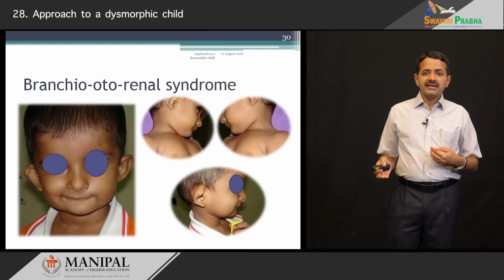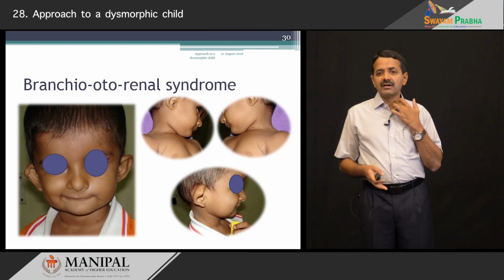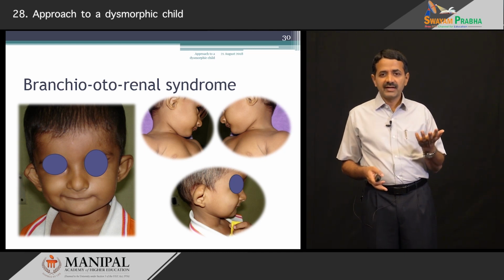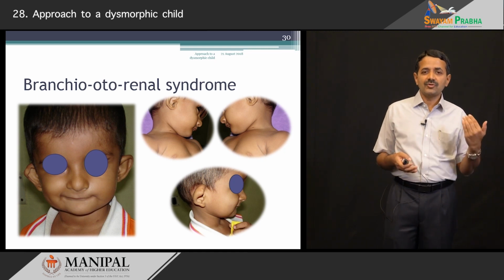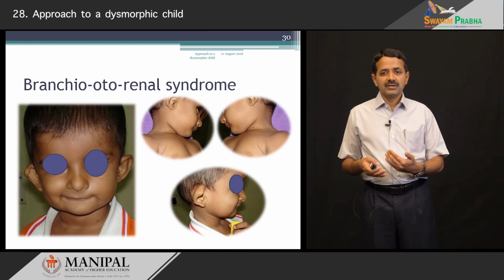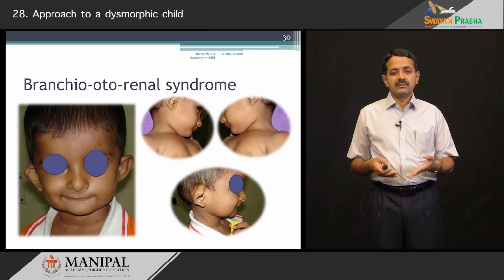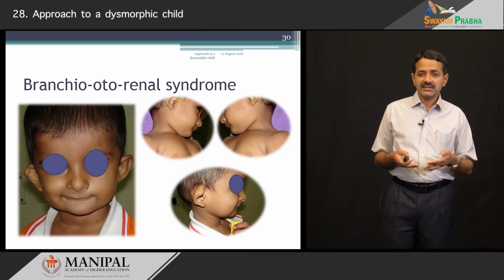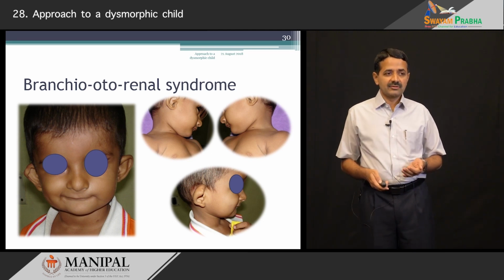Some syndromes are named depending on the clinical features we see. You can see the neck here, there is a pit here and the child was deaf and then had a renal anomaly. We call it branchio-oto-renal syndrome. So, you can see the ear anomalies, deafness and branchial sinus and a renal anomaly. We call it branchio-oto-renal syndrome.